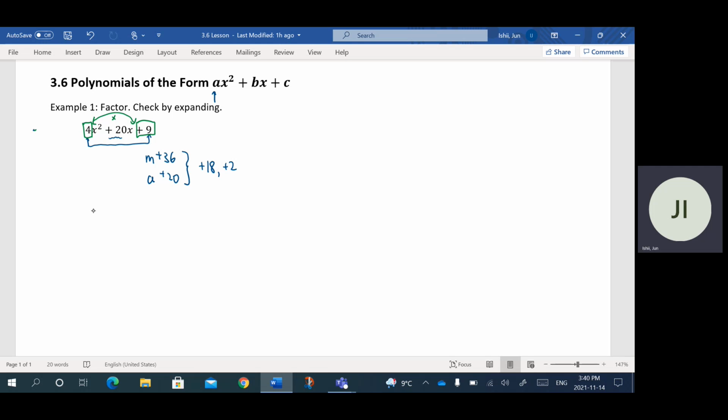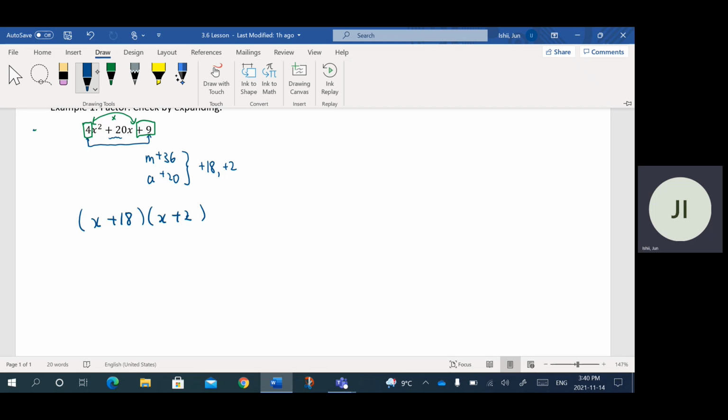Now what we're going to do here is, with the brackets, place these two numbers in, so x plus 18 and x plus 2. However, we are not done. When we expand this out, it's not going to equal the 4x squared plus 20x plus 9, because obviously there's no 4 on the x's right now. But there's a 4 in the polynomial.